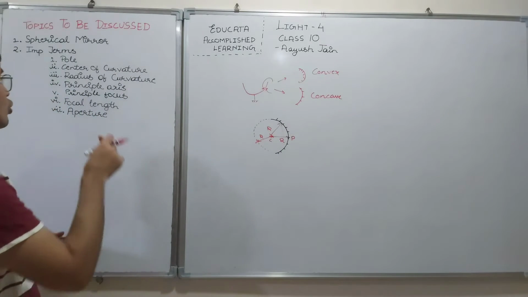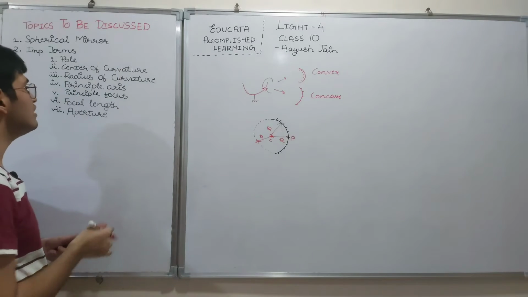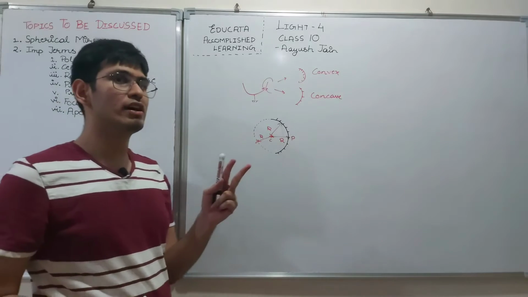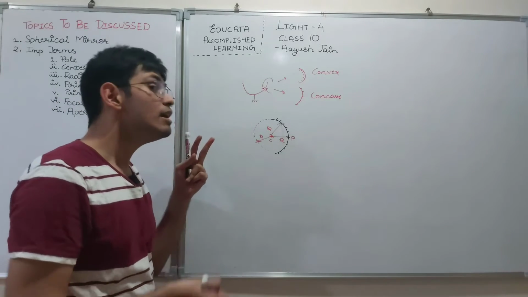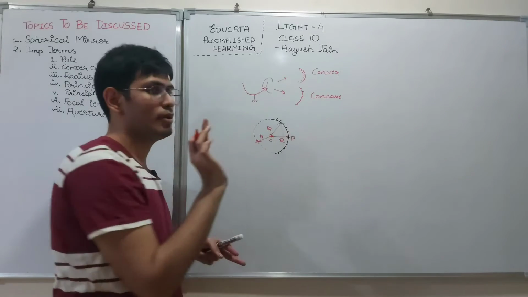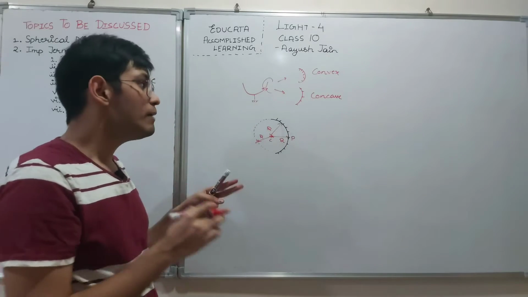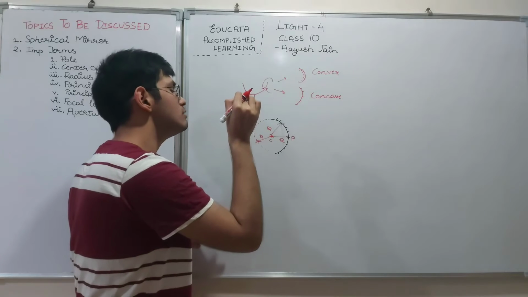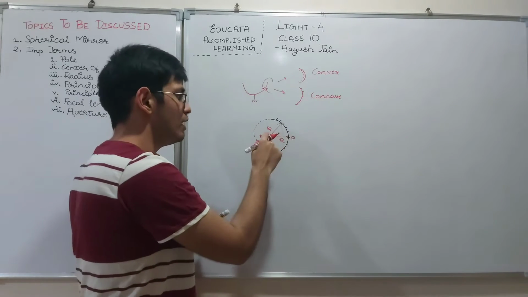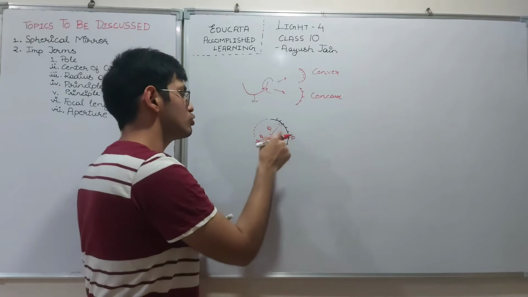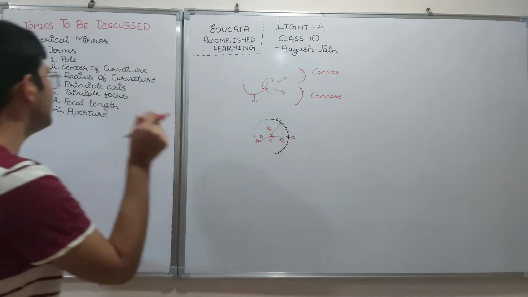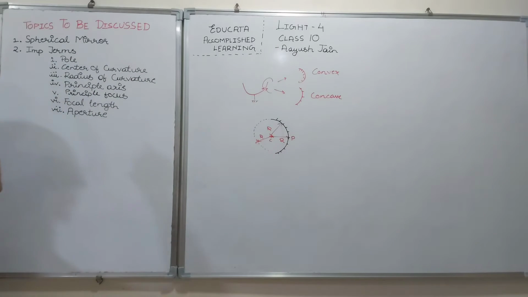But if we are just talking about a spherical surface and we are talking about the radius of curvature, then the radius of curvature that we have to consider is basically the line joining the center of curvature and the pole. Okay, this is the center of curvature and this is the pole. So the line joining the center of curvature and the pole is basically known as the radius of curvature.